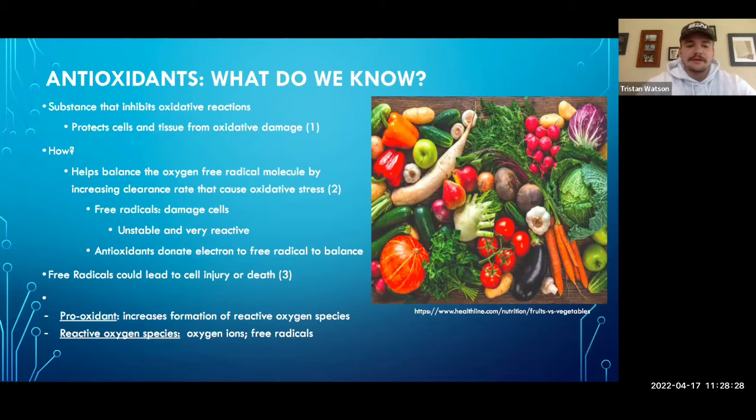So the free radicals can lead to injury to the cells or even cell death. So it's not good to have accumulation of these free radicals, and if we take antioxidants, it would help in this manner. A pro-oxidant is a substance that increases formation of reactive oxygen species, or ROSs. The reactive oxygen species are oxygen ions or free radicals, so it's just that oxygen molecule that has an unbalanced electron.